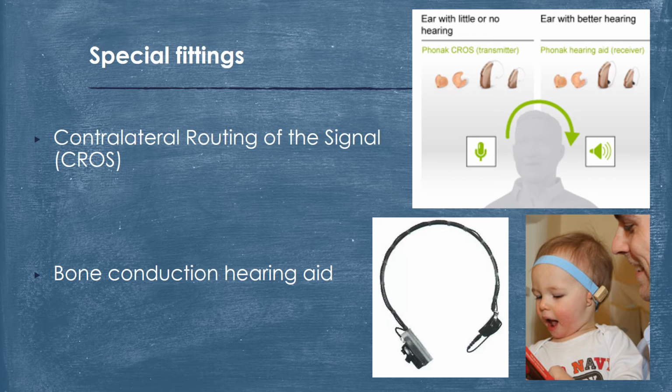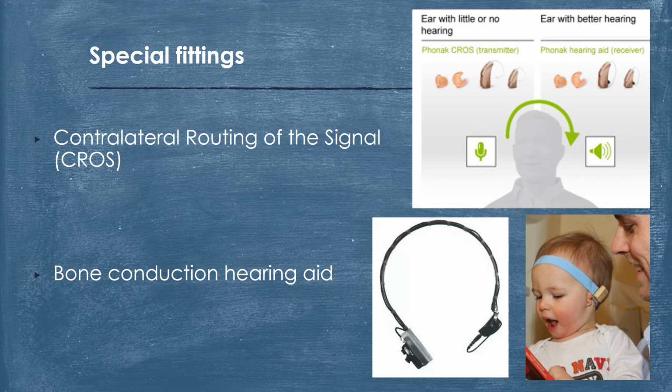Bone conduction, which you can see in the picture below, is used for people that don't have an ear canal. So you may have heard of patients with Treacher Collins syndrome. They don't have an ear canal, so we can't get normal sound through. So they have to wear a headband that vibrates the skull so that sound can get into the cochlea, which is normal. So the inner ear is normal.